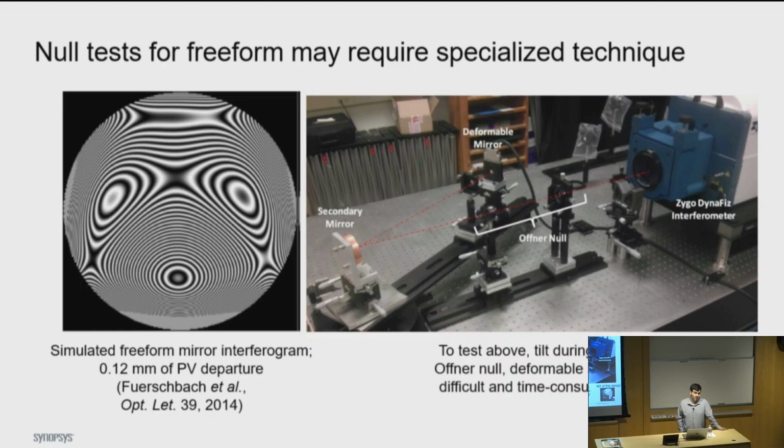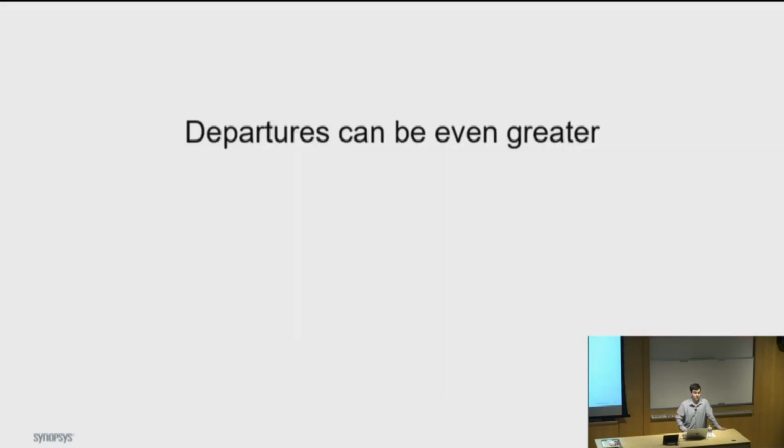First of all, they were able to interferometrically test this surface, which was a really great achievement, especially in that context. But to do that, it involved tilting during the test, it involved an off-axis null, it involved a deformable mirror, all of which is to show that in order to test freeform surfaces like this, you might find yourself reaching for specialized techniques. And the fact that this was successful is a testament to the work that was done, but it also shows how things can get complicated. And this is only 120 microns of departure. Departures can be even greater. The test can be even more complex.